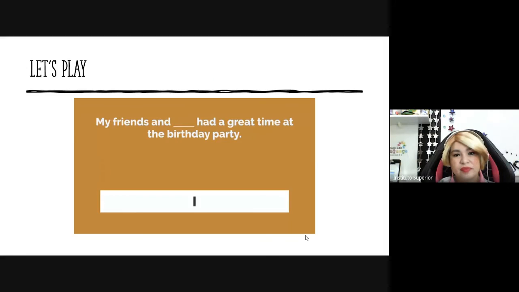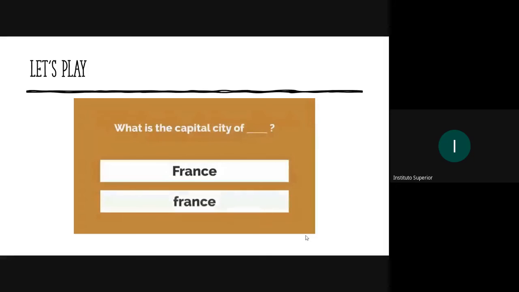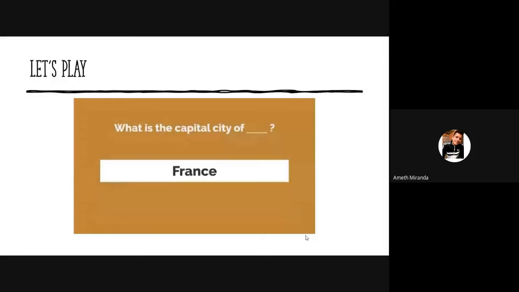Question number 2. My friends and I, option 1 or option 2. Quickly, 10 seconds. What is the answer? Option 2, the second one. I is always capitalized, the pronoun I.